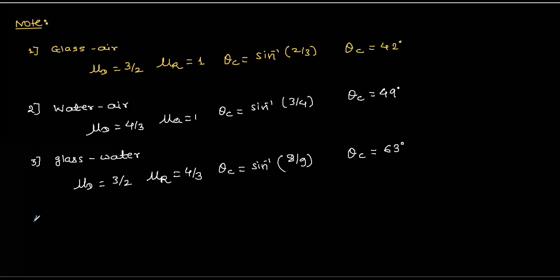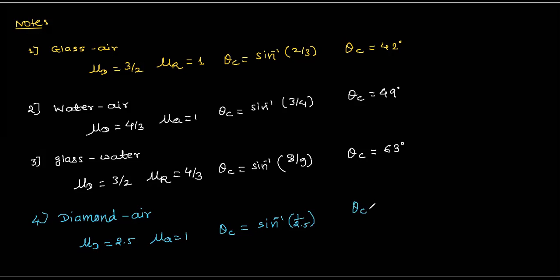And one more: let us suppose you have a diamond air interface. Then which one is the rarer medium, which one is the denser medium? Obviously diamond is the denser medium, so mu of denser medium is 2.5, mu of air is 1, so the critical angle is equal to sine inverse of 1 by 2.5, and here theta c is equal to 24 degree.